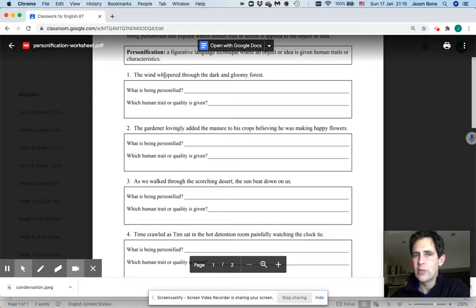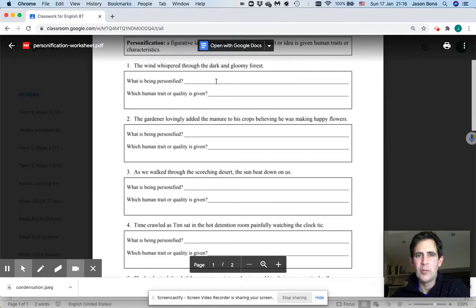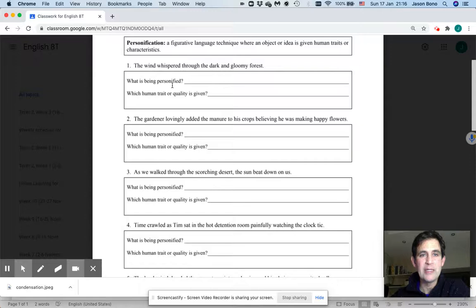and saying that it whispered, when really what the wind was doing was making a soft sound as it went through the forest. That shh sound that you hear when the wind is in the leaves is what they're calling whispered. Again, this is not a person, and it can't actually whisper, but they're doing that to show us what it sounded like. It's a creative way to help us understand what it sounded like. So what is being personified? What is being treated like a person?